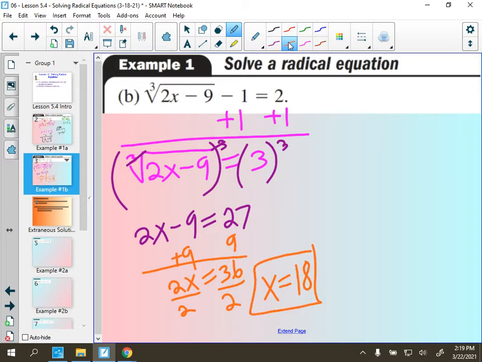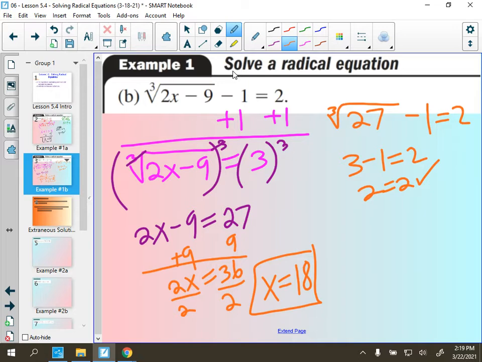Awesome. Very, very quick check here. Again, a lot of the stuff you can do as you're plugging your number in. So my 18 is going in for the x, but I'm comfortable handling 18 times 2, which is 36. 36 minus 9 is 27. So I end up with 27 underneath my cube root. Don't want to forget that. Minus 1 equals 2. The cube root of 27 is 3. 3 minus 1. Yeah, we're good. 2 equals 2. We check out.